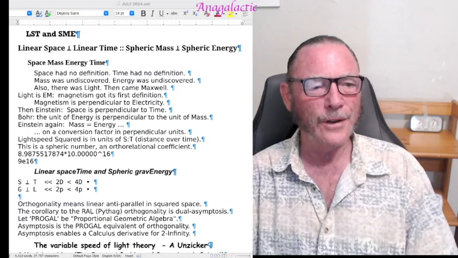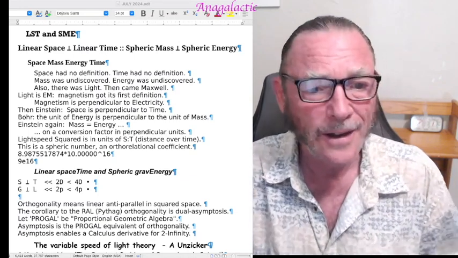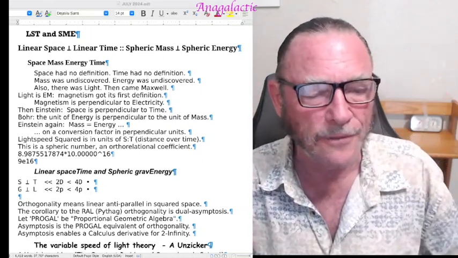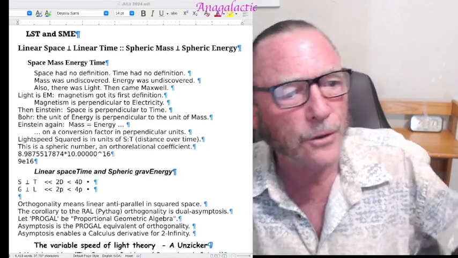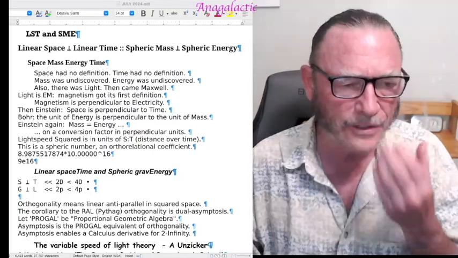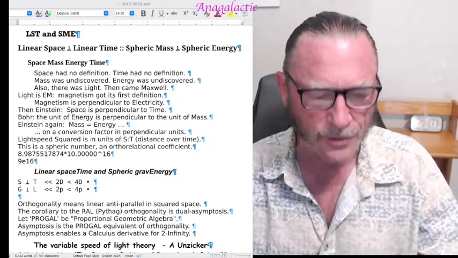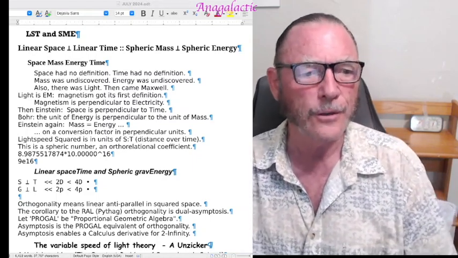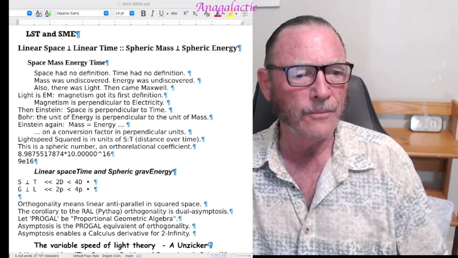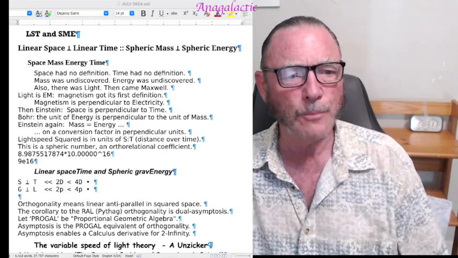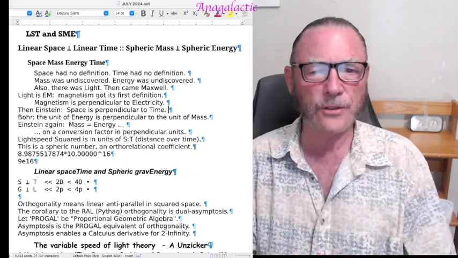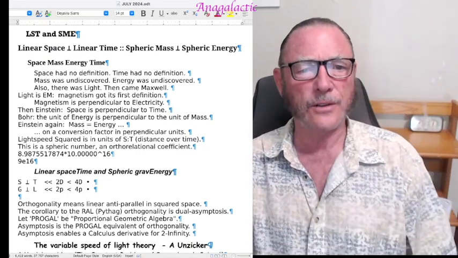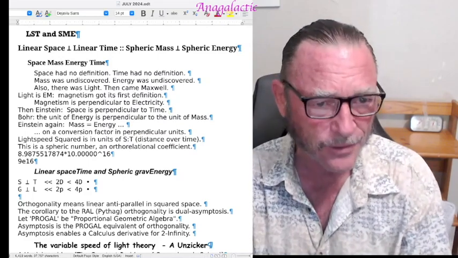Is it not? Well, we're going to cover that today in an unusual way, not in the sense of it being hypothetical. It's simply a different point of view on what we already know. So you'll see over here I have this in LibreOffice, which is an open source editor, where I have LST and SME. The next line down: linear space is perpendicular to linear time to the proportion that spheric mass is perpendicular to spheric energy. Now just notice that. I'm not asking you to think, wow, that's got to be true, or that can't be right. Just consider that this is something that I've noticed.